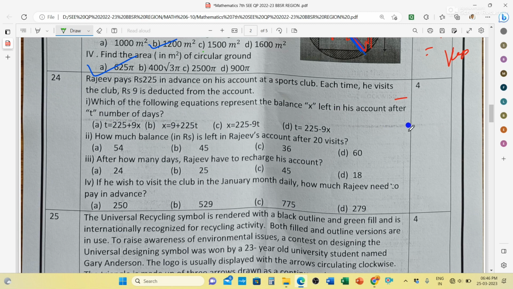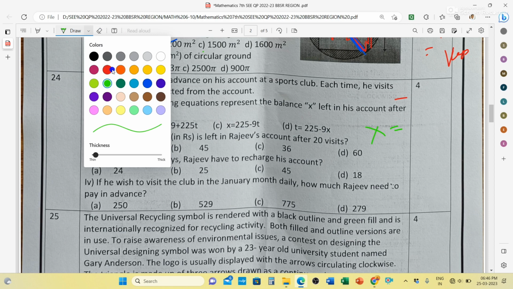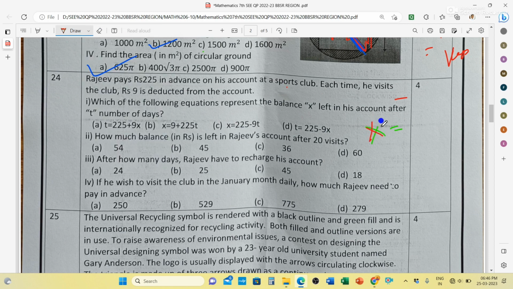So X equal to... one minute. X equal to, so the total amount is given, 225, minus the number of days he visited there, that is T. For each day 9 rupees is being deducted. So for T number of days, the amount deducted will be 9 into T. So X equal to 225 minus 9T.